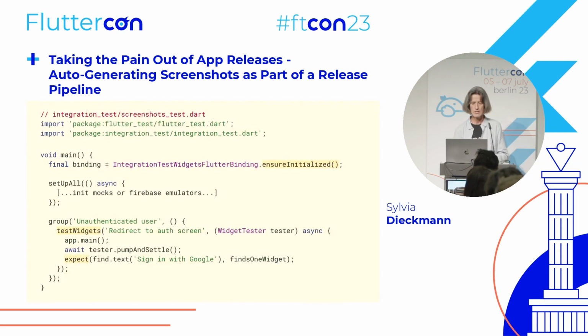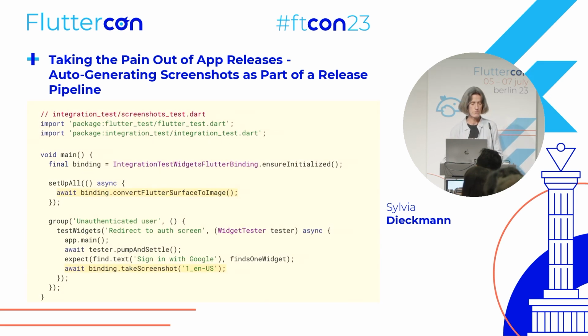So in the screenshots test, if you went to Max Weber's talk yesterday, you saw exactly this code. He put up exactly the same slide. You do a little bit of setup, ensure initialized, and then you have groups of tests. And in each test, you start by running the test widget command, and then you get a parameter tester, and you can pump and settle this test, do some operation, click here. Basically, you decide what your app should do. And then at some point, you call expect to make sure that your test meets your expectation. That's a very typical integration test.